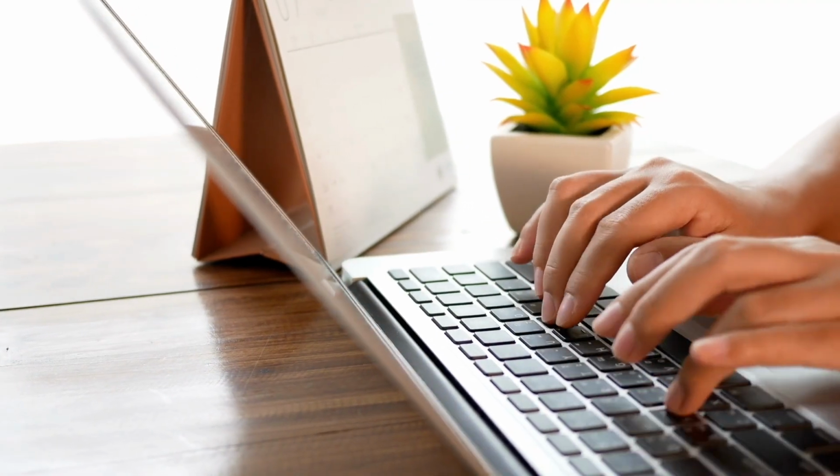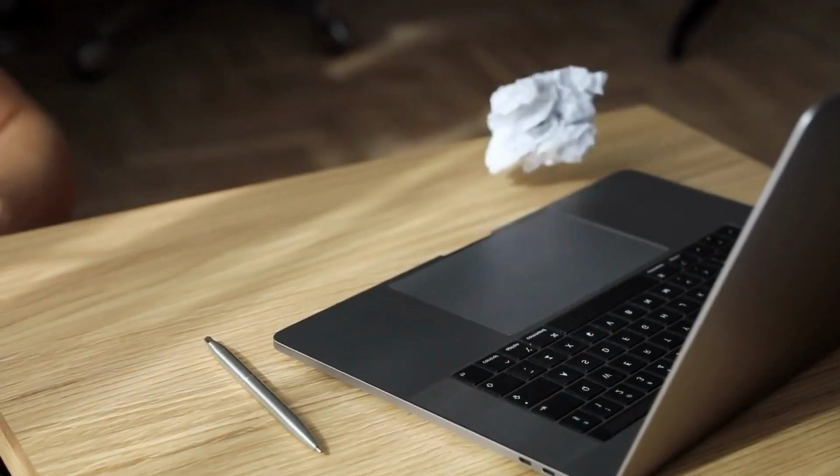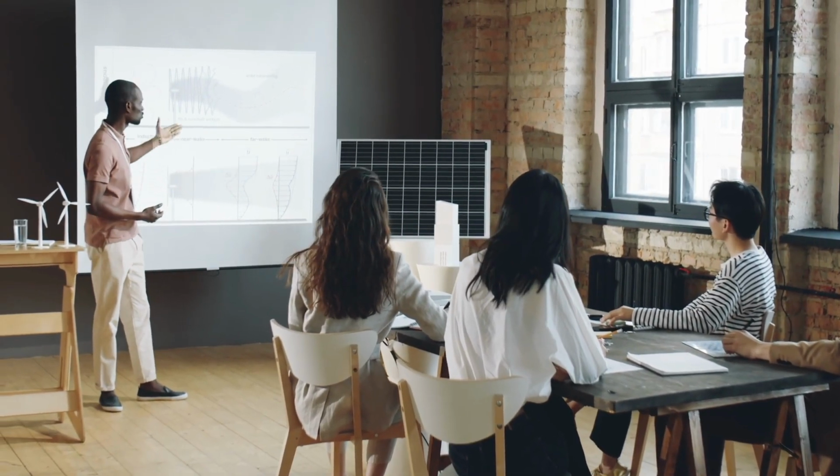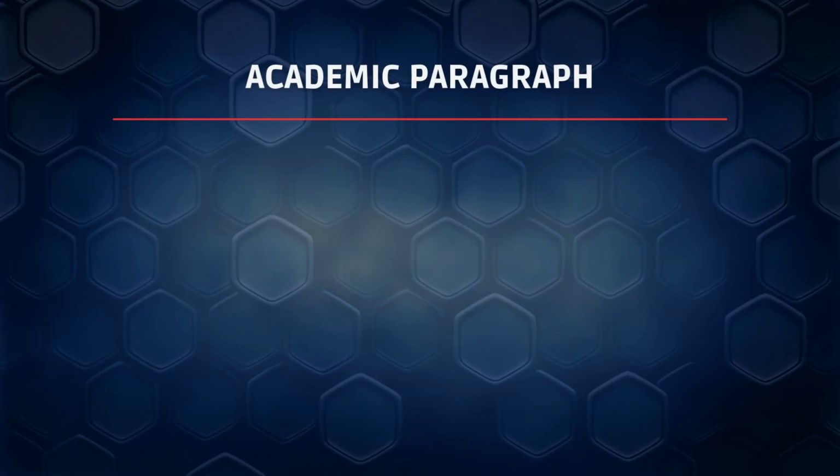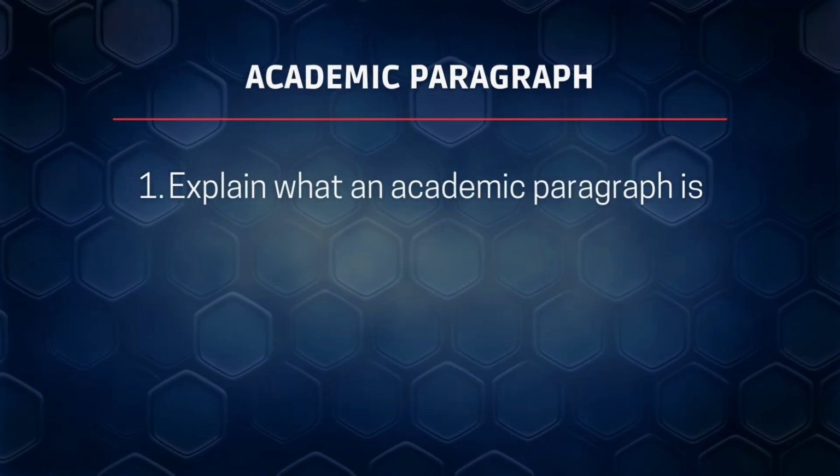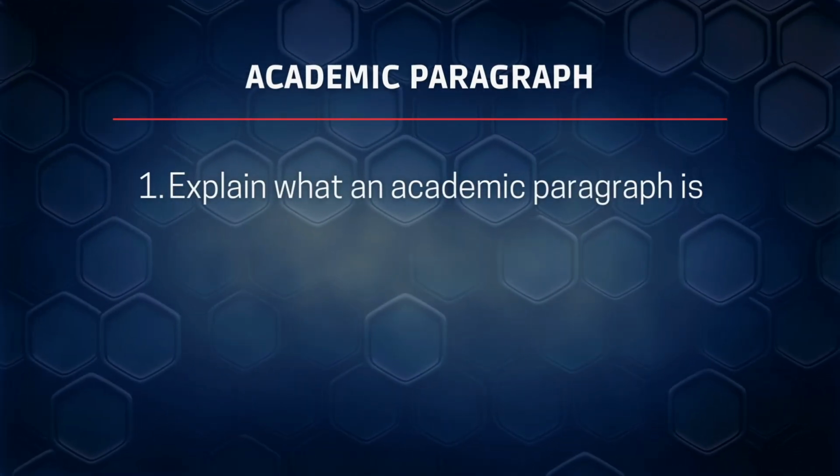One of the hardest parts of writing is getting every paragraph right. Not because they're complicated, but because each one needs to make a clear point in a larger argument. So today I'll explain 3 things. First, what an academic paragraph actually is, because it's different from other types of writing.